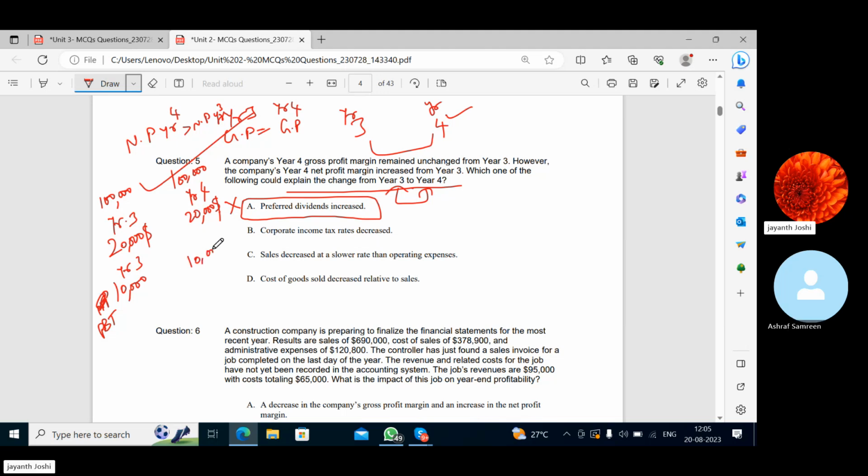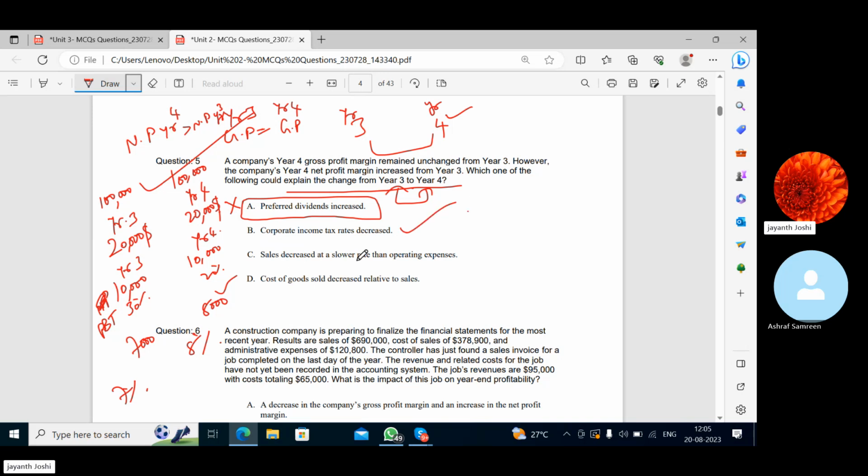Let's say here also my profit is 10,000. But what can be a thing here? Tax rates were 30% here, so net of tax it was 7,000. It's 20% here, so net of taxes it is 8,000. So this can be a reason, right? Tax rates. Here my margin is 7%, here my margin is 8%. Correct? Net profit by sales. Yes. At this point we can consider it, but let us see.